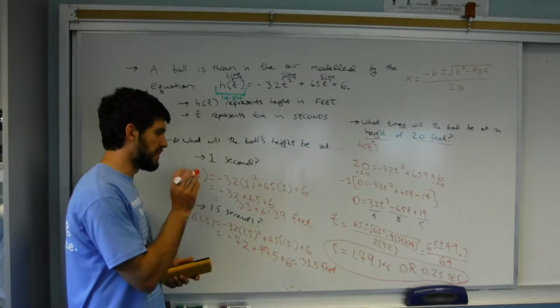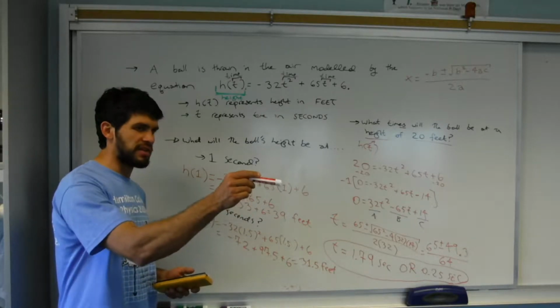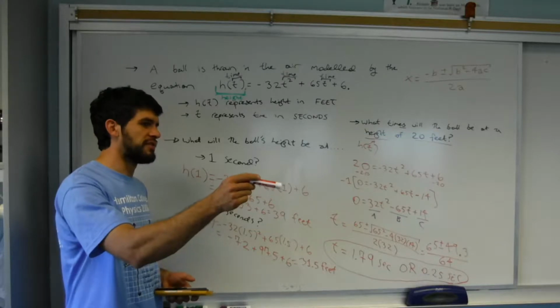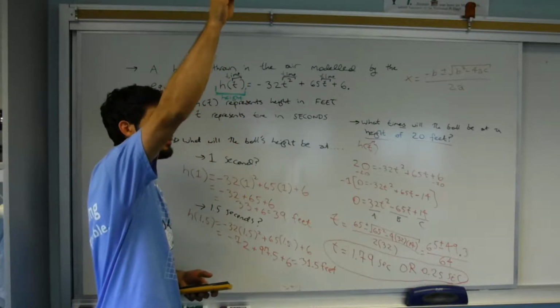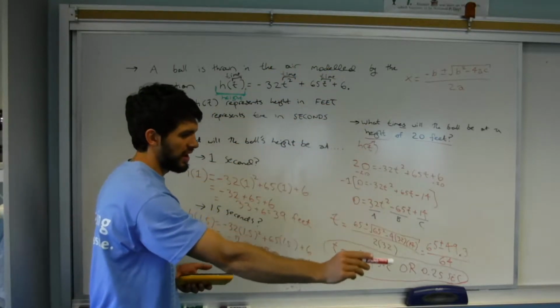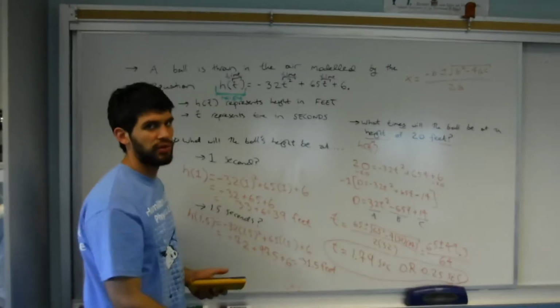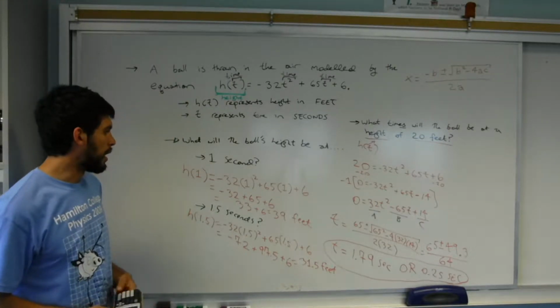And again, it makes sense that we have two answers because the ball is going to be at this height at, say, 0.25 seconds. Then it's going to go higher. Then gravity is going to keep doing its work. It's going to move it down to here. And after 1.79 seconds, it'll be at that same height again.